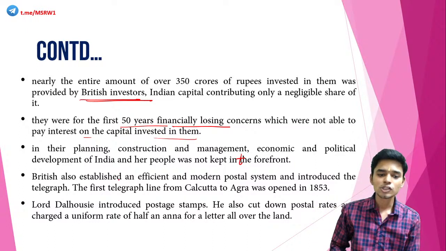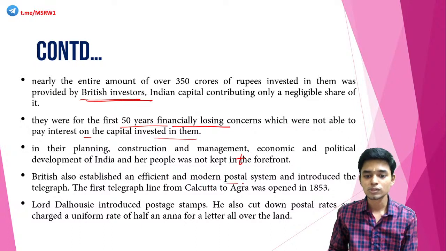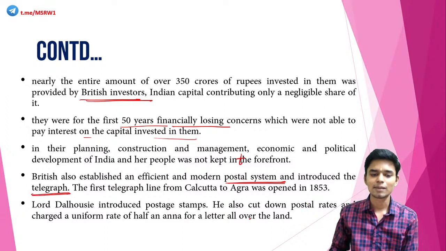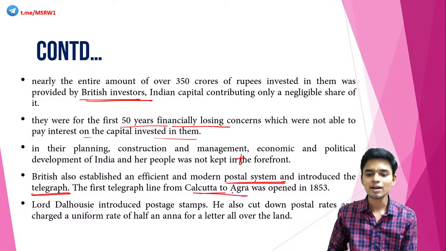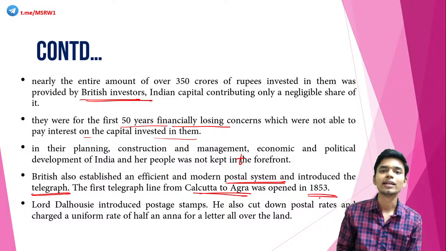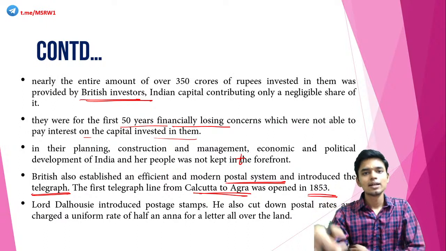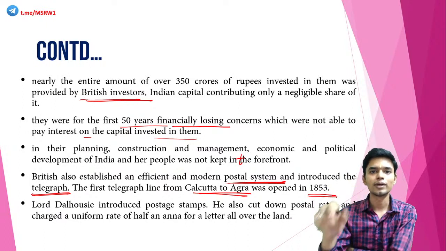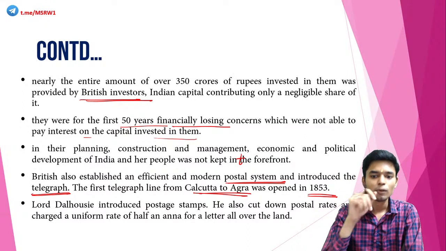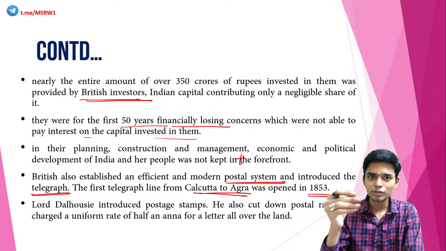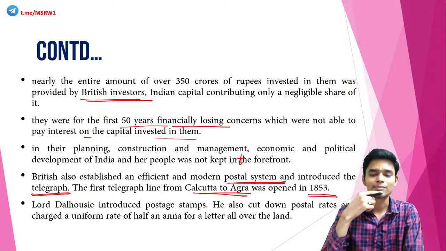Okay, British also established an efficient and modern postal system, and also introduced the telegraph. The first telegraph line was established between Calcutta and Agra, opened in the year 1853. The Bombay-Thana railway line also opened in 1853. Both happened during the time of Lord Dalhousie. Dalhousie also introduced the idea of postage stamps.